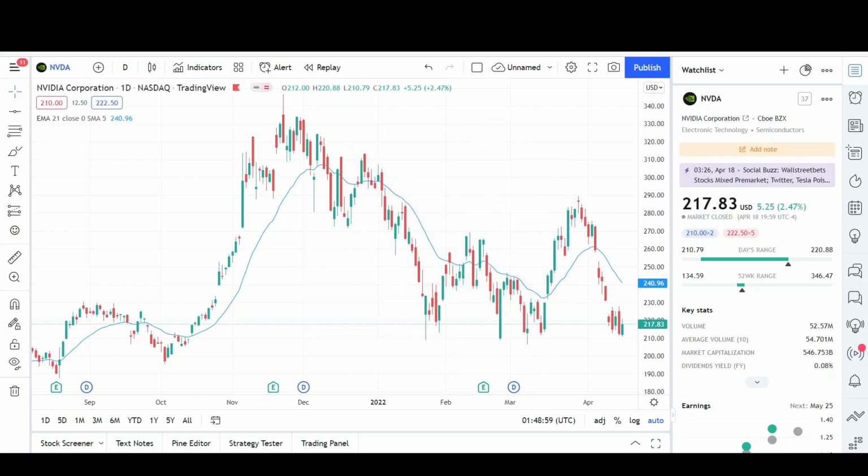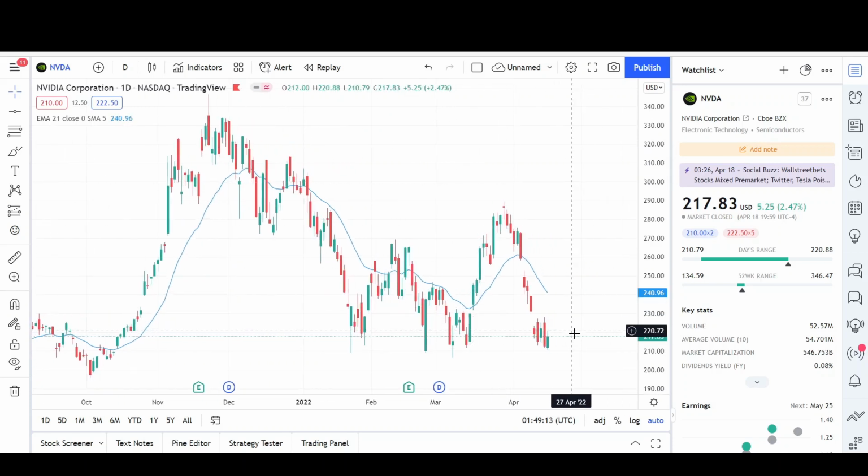I will first go over what I see in the daily chart and finish the video off with the weekly chart. Here we have the daily chart for NVIDIA, and we're pretty much right back at a very strong support level, which is the 213 level. So I'll talk about that in a few minutes.